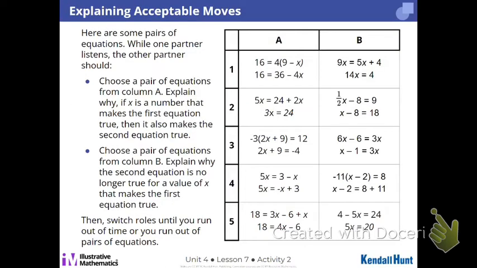Here's how you're going to attack this. You've got a partner. You and your partner are going to pick 1, 2, 3, 4, or 5 for column A only. And you need to prove that they are true and why. So you're not all going to do all of them. You pick one, your partner picks one, and you're going to come up with a reason how you can prove that the equations are equal to each other.